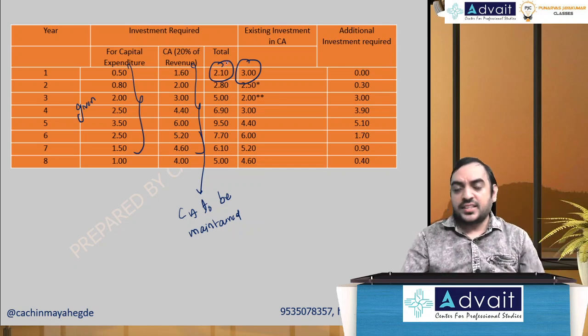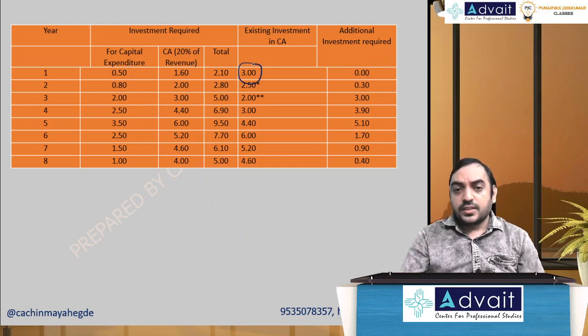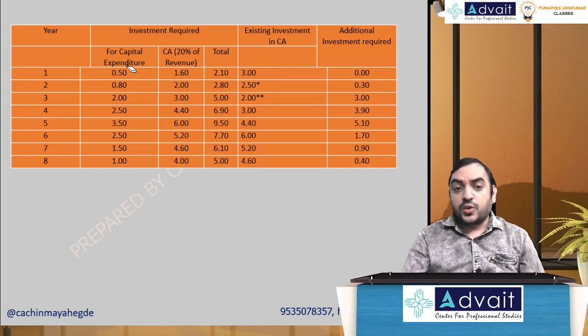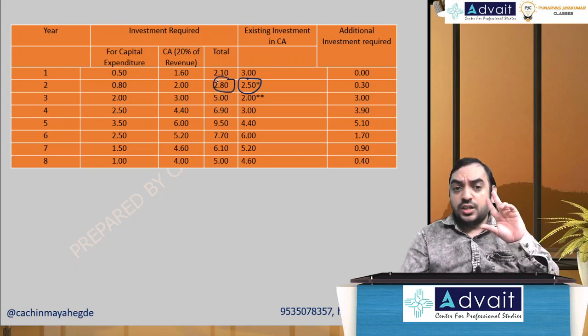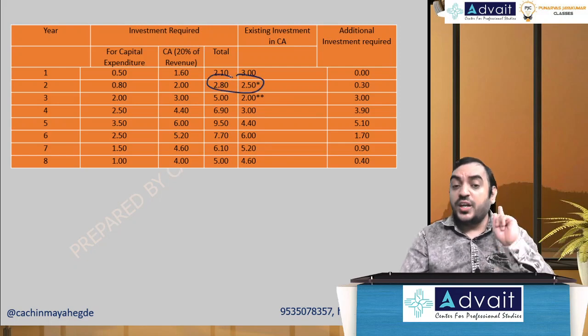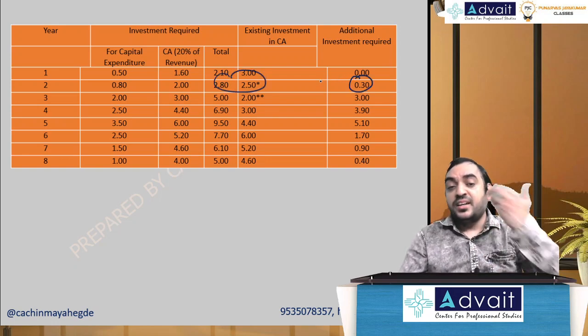They said don't take the 0.9 surplus out. Keep it 0 only. So next year, what will happen? This 3 that you had, the total investment, capex plus current assets, out of 3 you have spent 0.5 on capex. So out of 3, if you spend on capex, it becomes 2.5. So 2.8 is the capex plus fixed assets plus current assets that you have to maintain. But what you're investing is only 2.5, and therefore 0.3 additional investment is required.